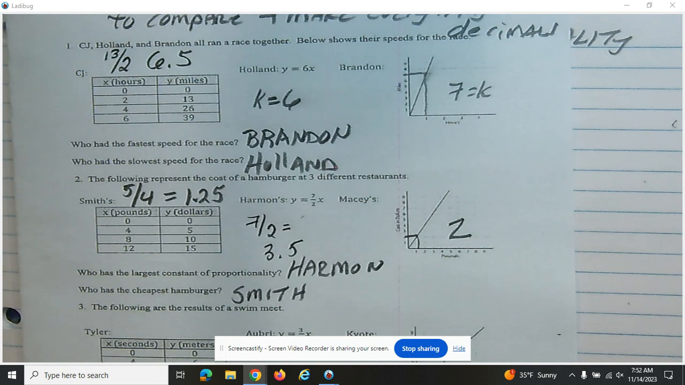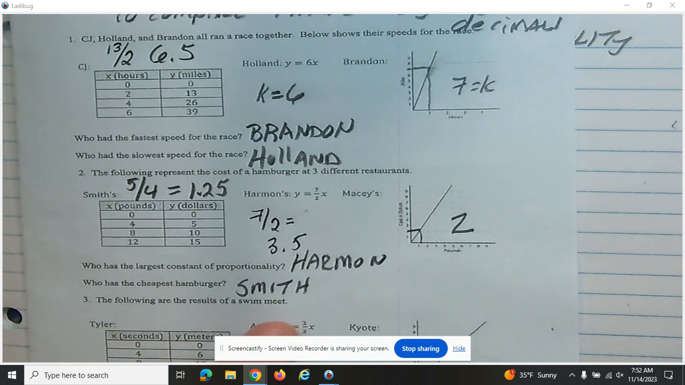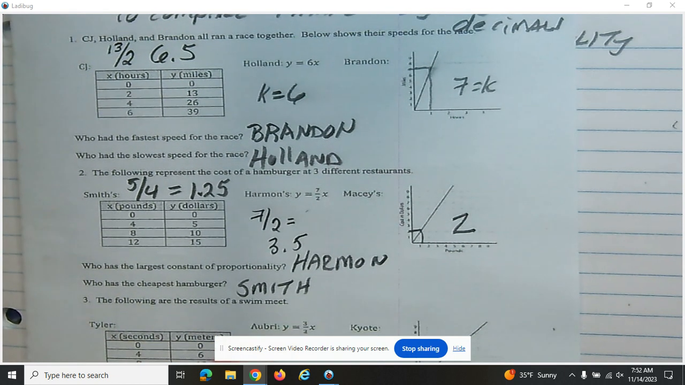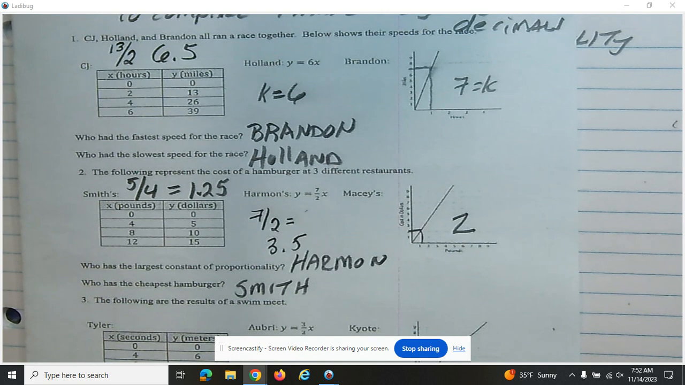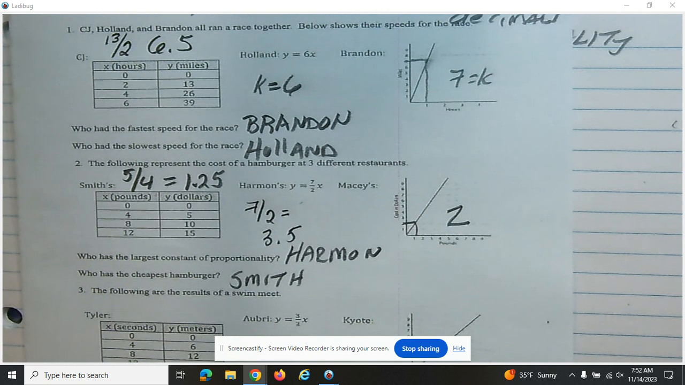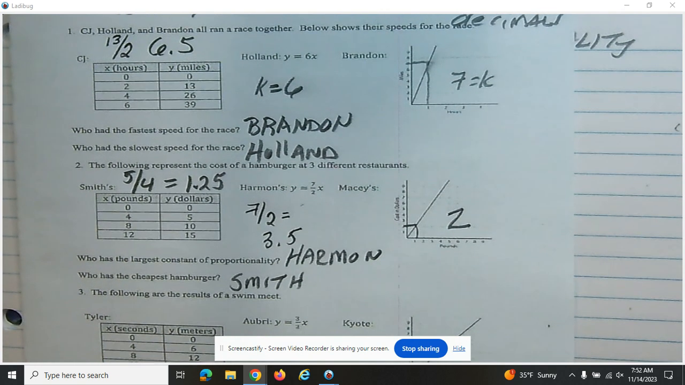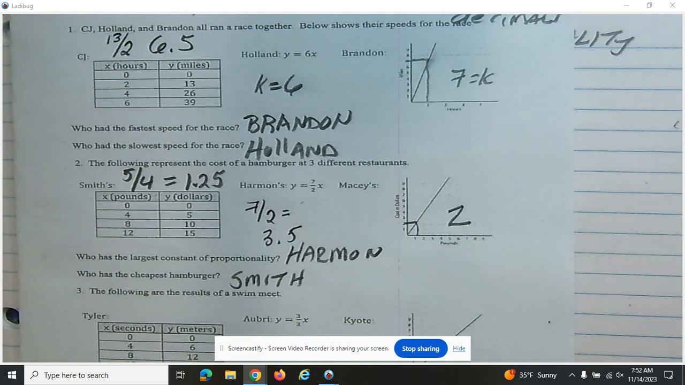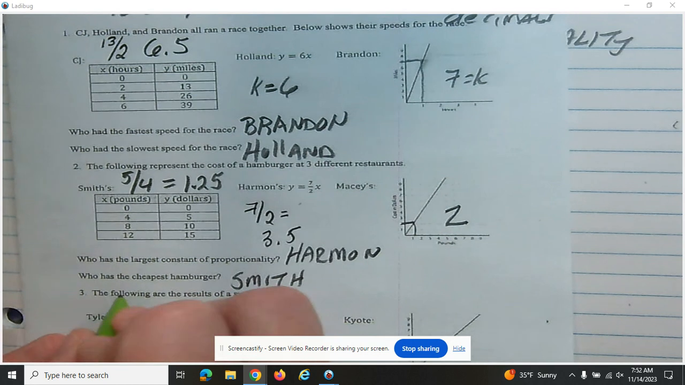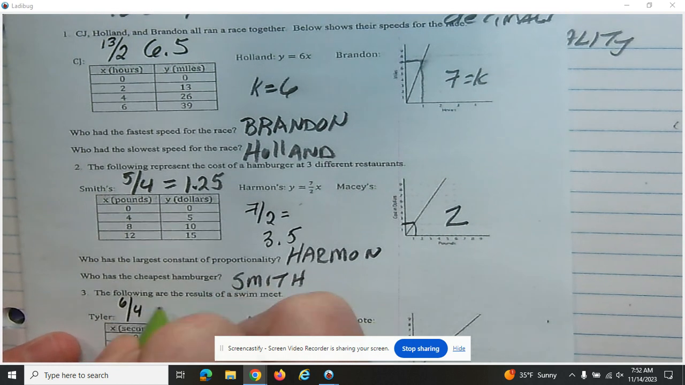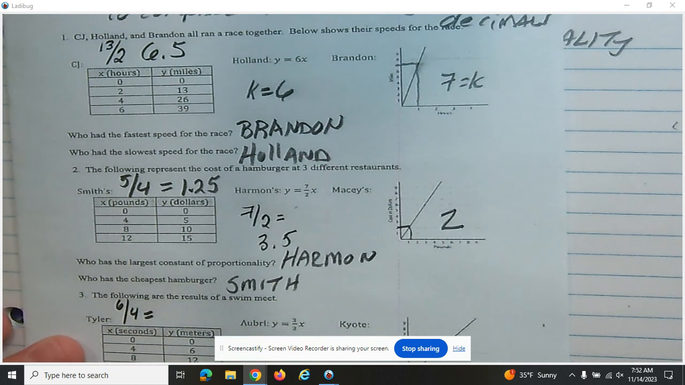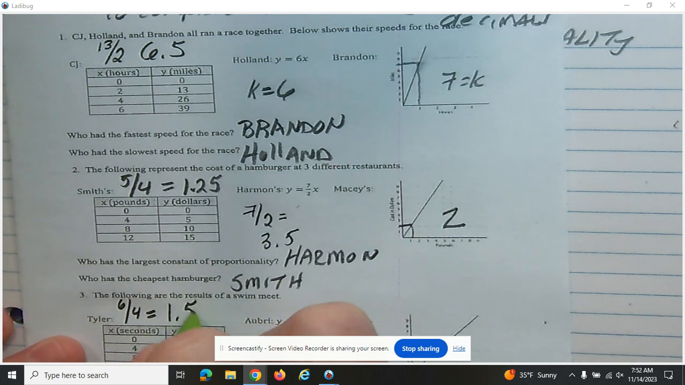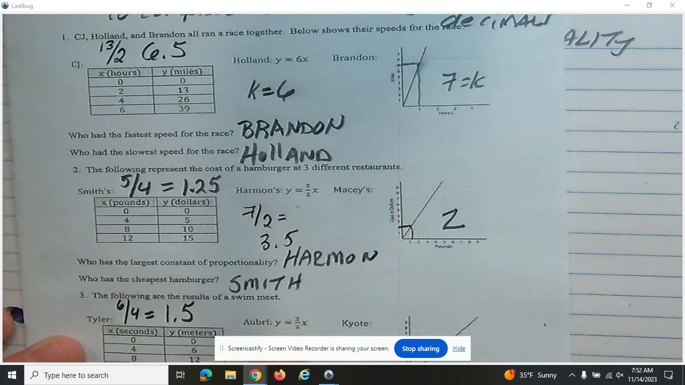Okay. The following are results of a swim meet. So they were swimming meters per second. Who swam the slowest, who swam the fastest? What do I need to do here? Tyler's going to be 6 divided by 4, which is going to be what? 1.5.